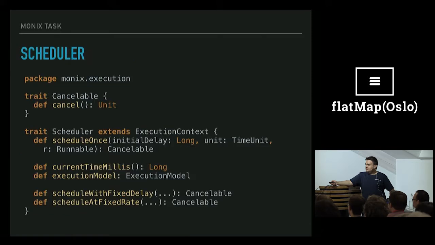So Task really is about lazy evaluation. I mentioned at the beginning Scheduler. Scheduler is an enhanced execution context. The execution context from Scala allows you to send runnables to a thread pool, but we actually need more. We need to execute tasks with a delay, which is what scheduleOnce does. This is the equivalent of a ScheduledExecutorService from Java. I don't remember the name because it's so complicated. But it allows you to schedule tasks, runnables, for execution with a given delay.